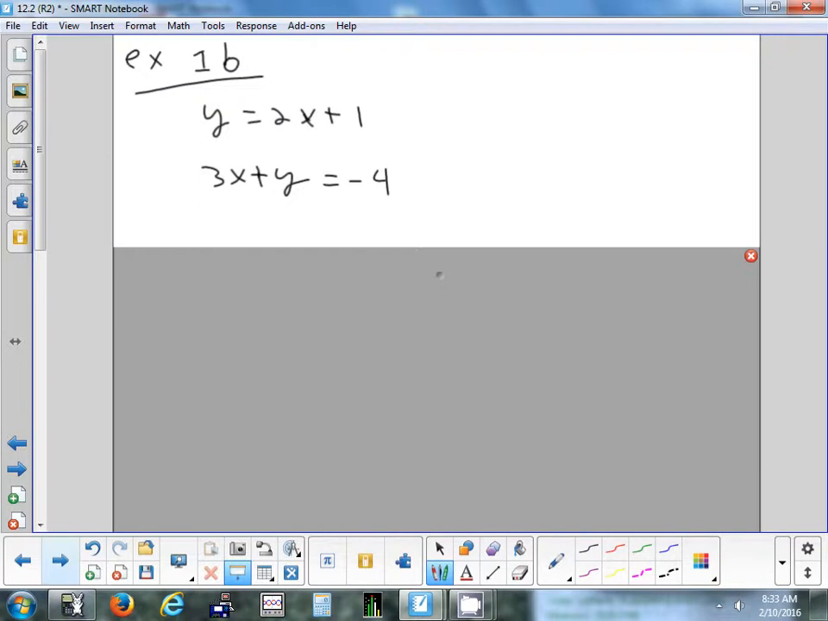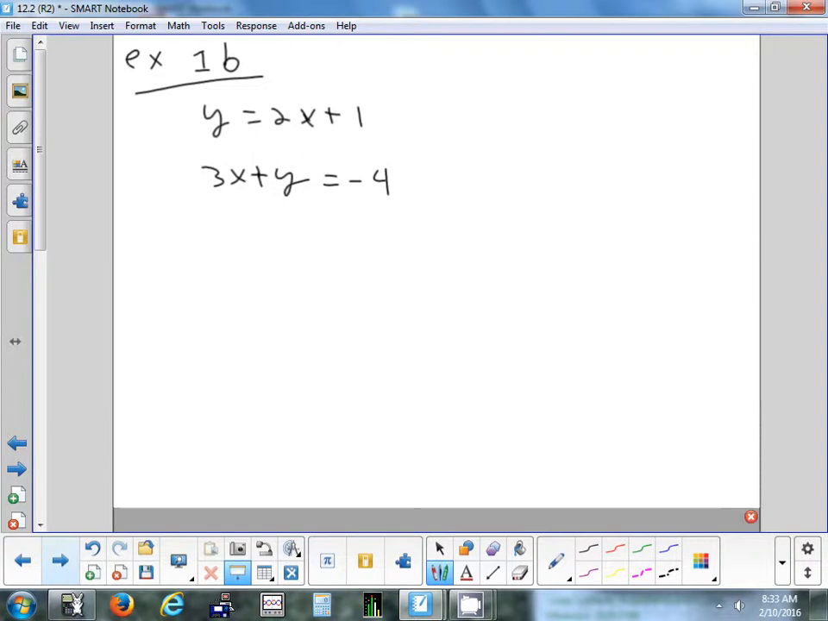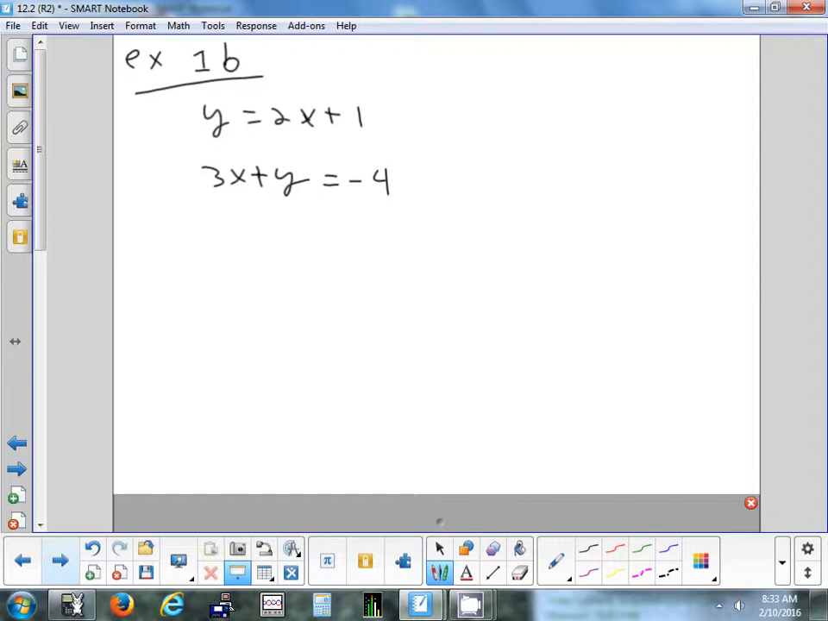So this one is very similar to what you guys just did. Do you guys already have it written down? Okay, so as we go through it, look back at the last problem you just did and follow along, and we're going to do the same steps here.